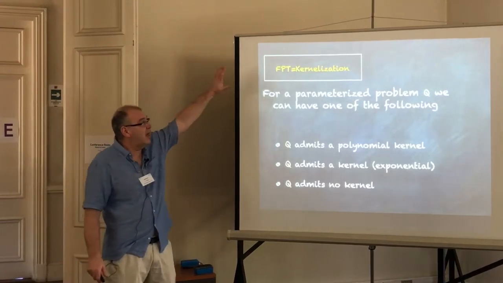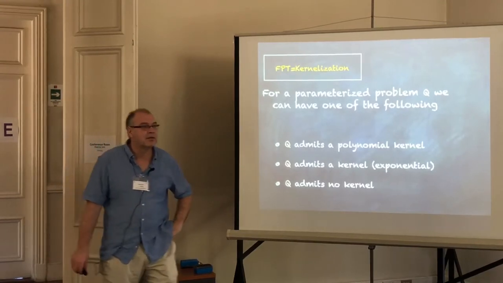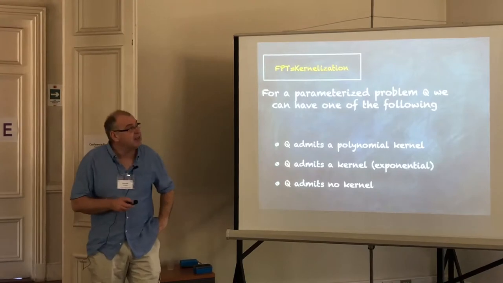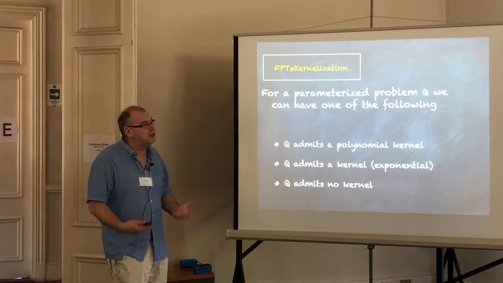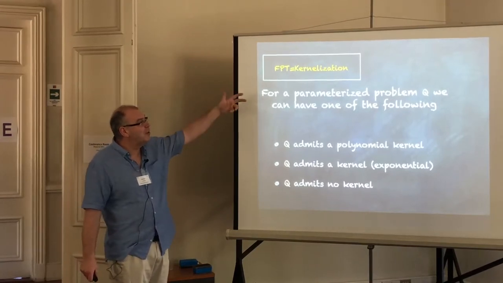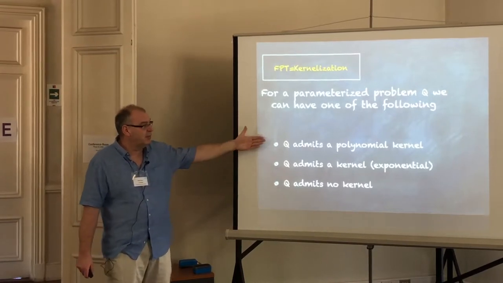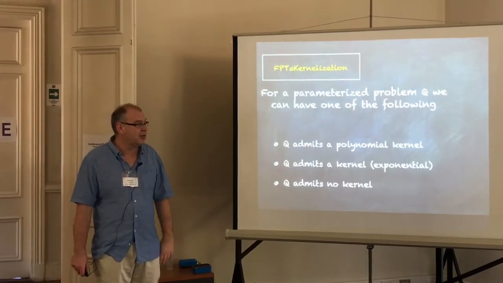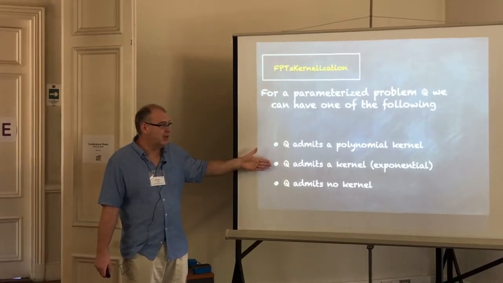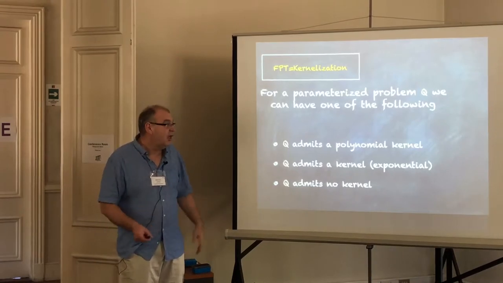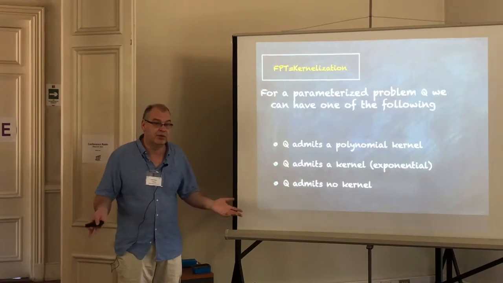Okay, so now I claim that FPT is exactly the same as kernelization, right? This is a little bit strange result. So far what we know, for a parameterized problem, we can have one of the following things. The problem can admit a polynomial kernel, right? This we saw for vertex cover, point line cover. The problem can admit an exponential kernel, right? And also, it likely could be that the problem admits no kernel at all, right?